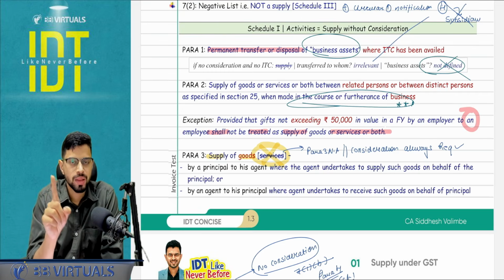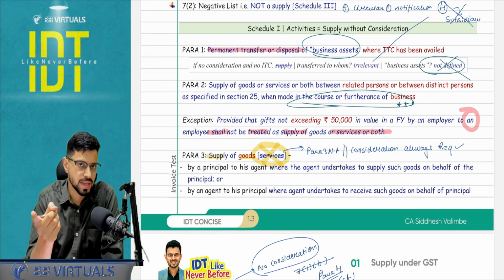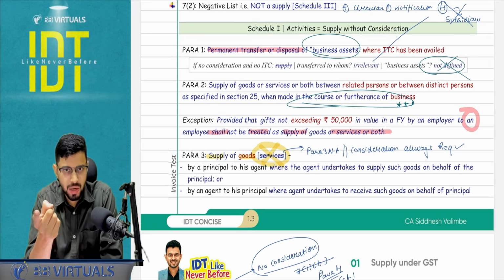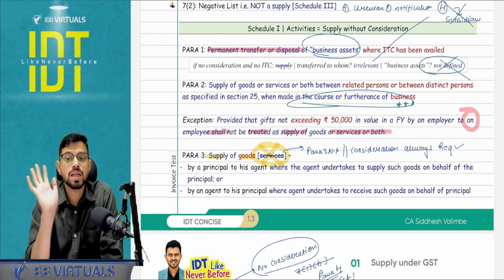Paragraph number 2, there was a relationship between the supplier and recipient. The relationship can be of a related person or it can be of a distinct person as well.